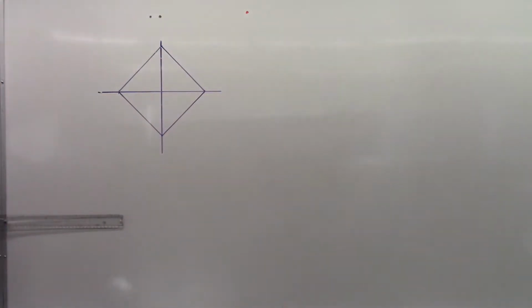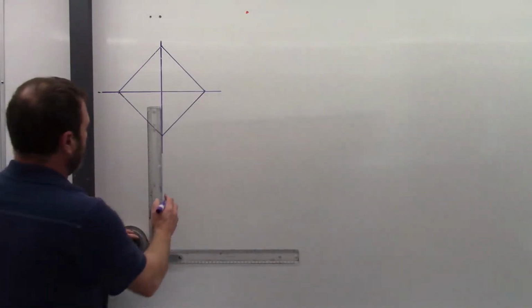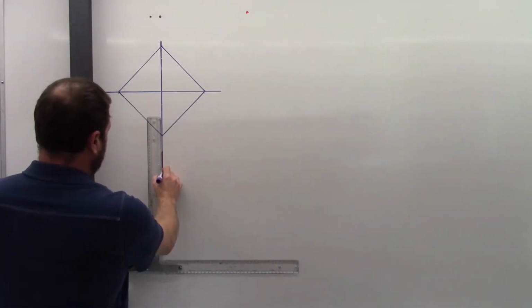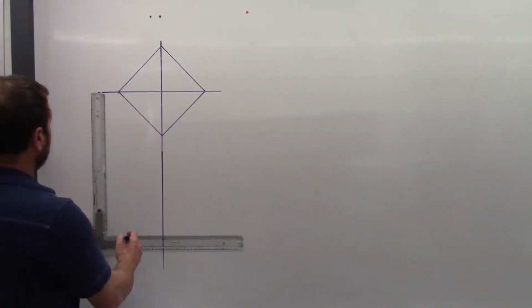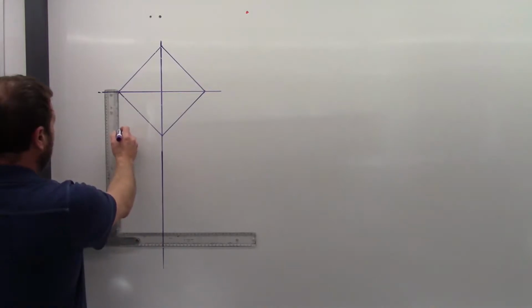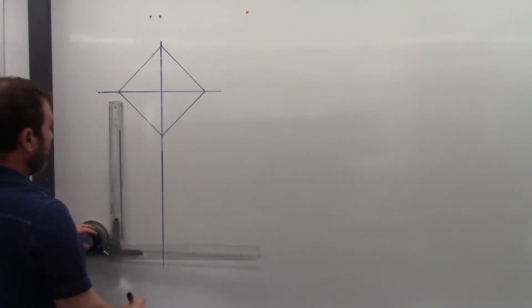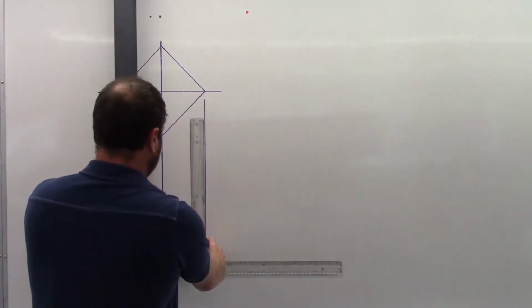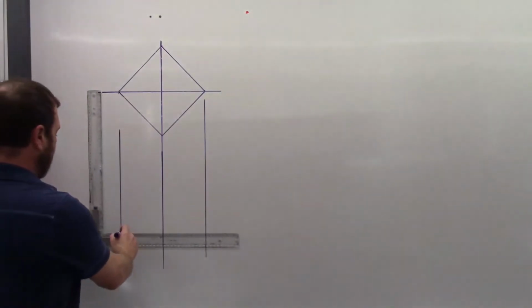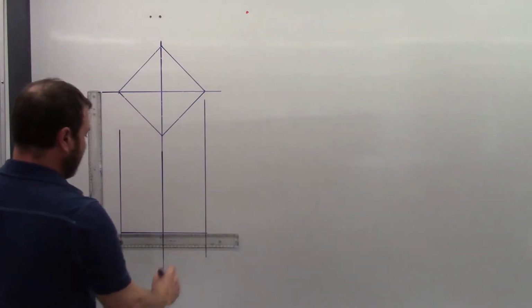Okay, so there's our plan view, and it's important on a pyramid to include a plan view to make sure that we're getting our slant height in the correct position. Now, what I'm going to do, and what you see me doing here, is projecting my plan view down to my front view or elevation view.